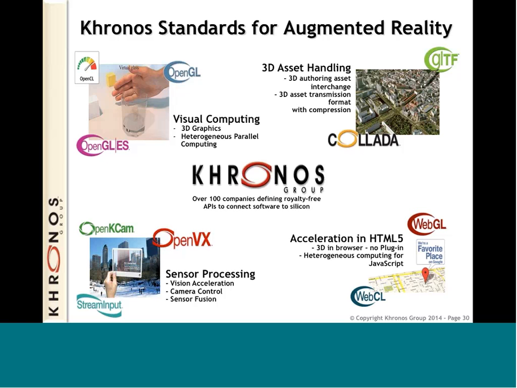Many of the Khronos Group standards are valuable for those who are using the web. The acceleration in HTML5, as you can see in the lower right-hand corner, helps to accelerate OpenGL and OpenCL. Those are both used in HTML5, and that way you can have faster performance for many of the things that we see, such as maps. Finally, a new group of standards being developed in the Khronos Group over the last few years is the OpenKCAM, OpenVX, and Stream Input. All 3 of these pertain to sensor processing. In the case of OpenVX, it's already been released. I'll tell you a little bit more about it in the next slides. But these are highly relevant for augmented reality as well.